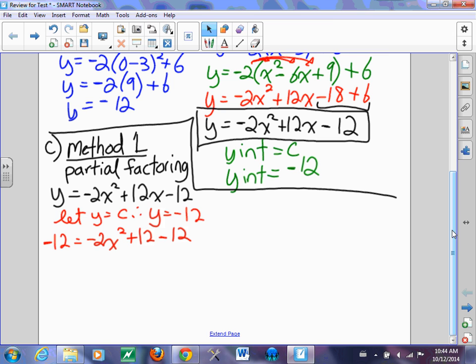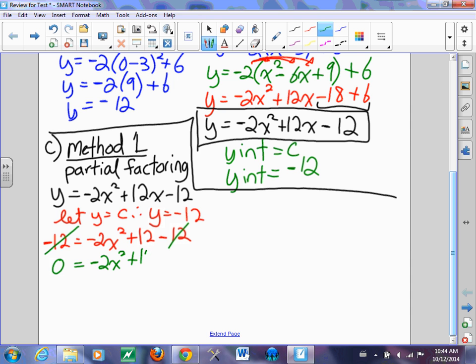Okay, we are going to realize that the negative 12s cancel out. So 0 equals negative 2x squared plus 12x. I forgot the x there. Sorry, folks. Let me put that in. Sorry, guys. All right. Now we're going to common factor out. Okay, not just a, but common factors. So you're going to take a negative 2x out, and you're left with x minus 6 equals 0.